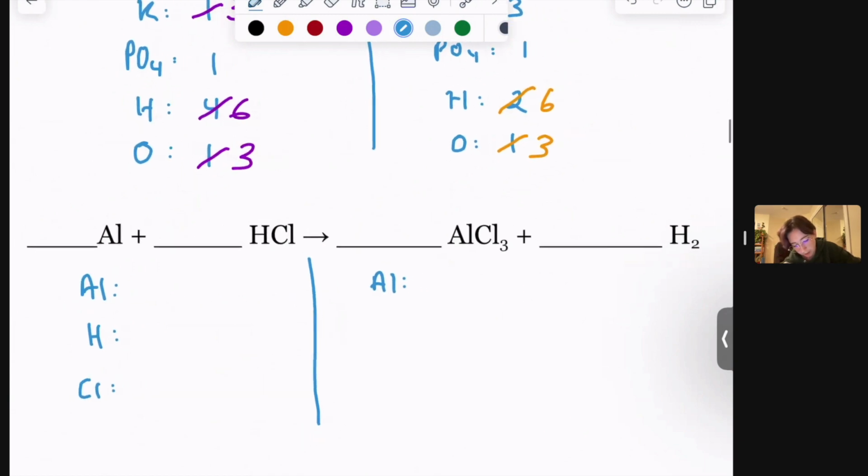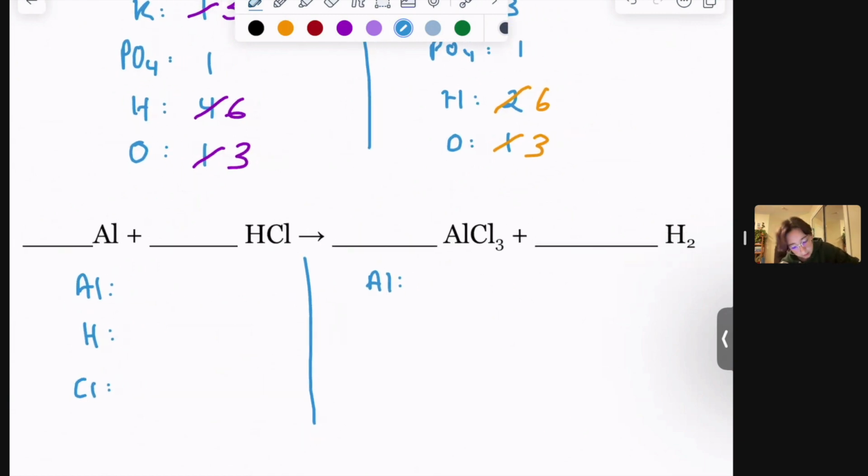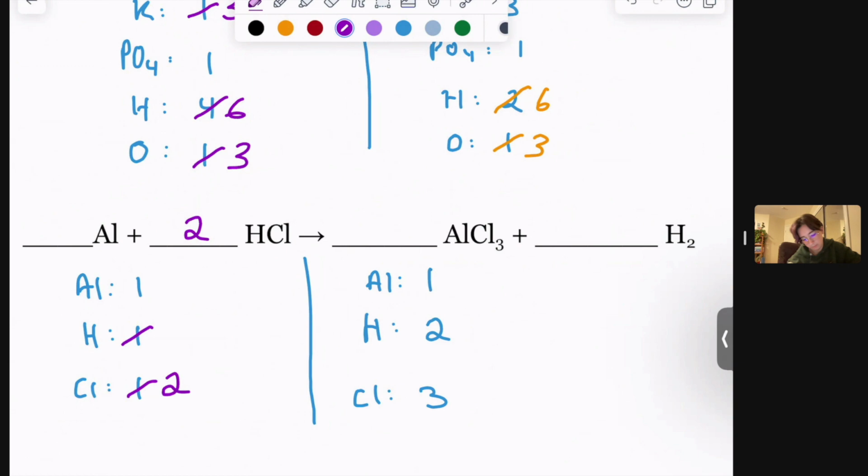Again, I recommend pausing and trying on your own if you haven't yet. Just counting my starting numbers, and one at a time trying to fix things. If I want this to be a 2, I'm going to have to put a 2 there. That'll also change this to a 2. Okay.